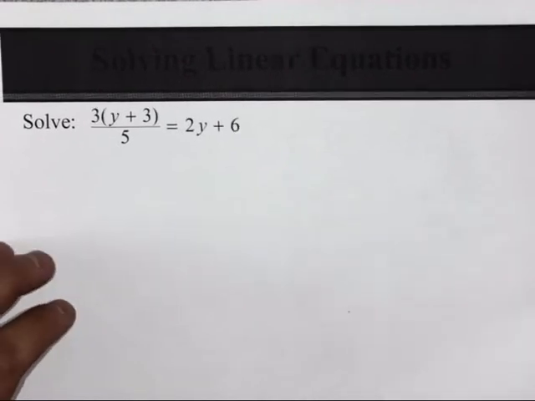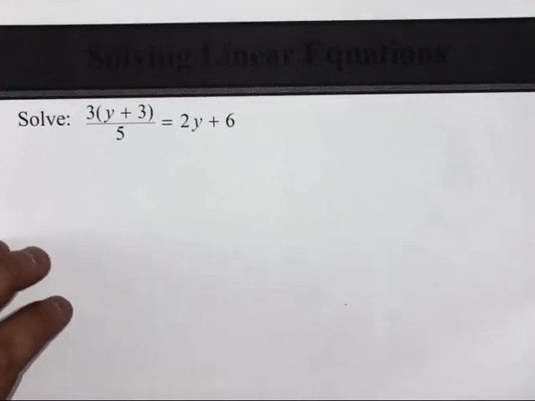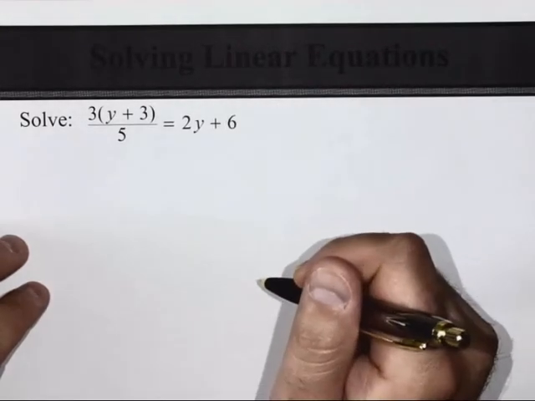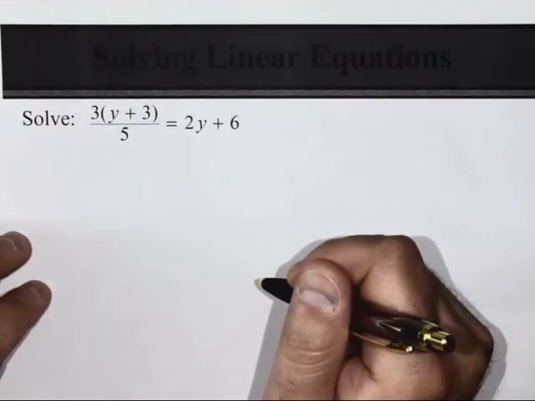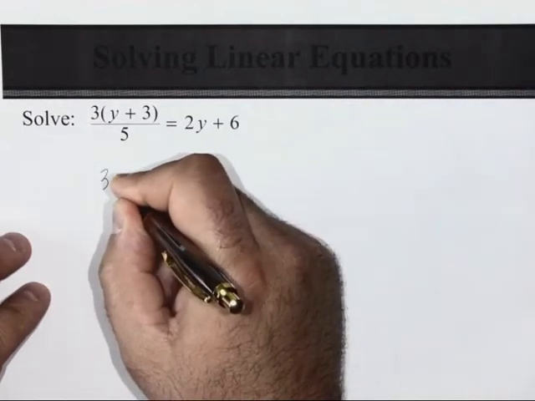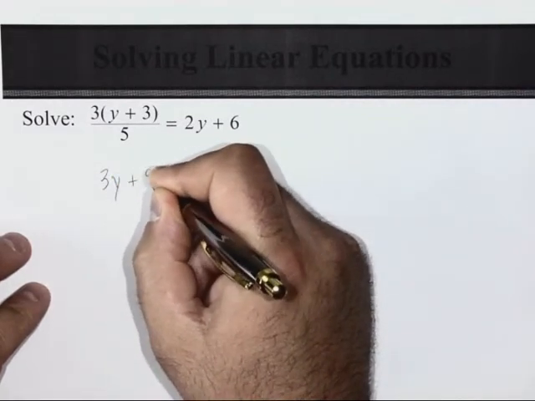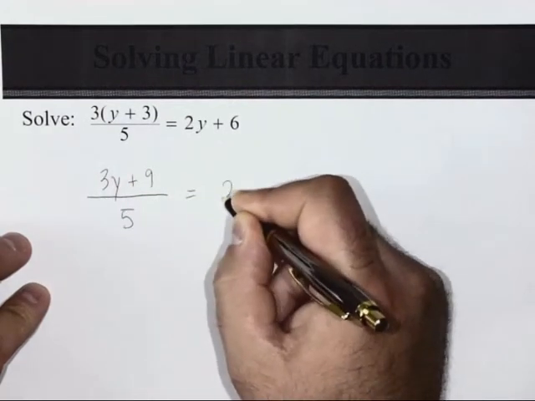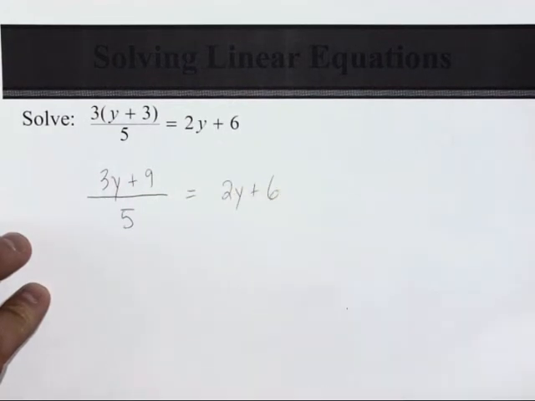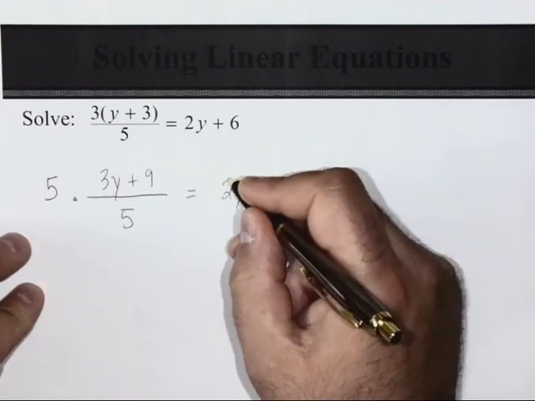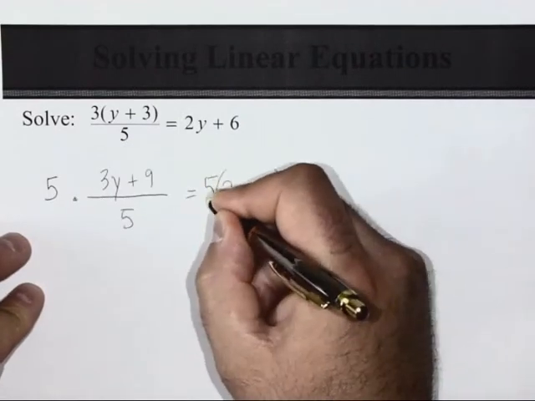So another solving. We do have fractions here. So what I would recommend doing here is to multiply both sides by 5. Well, you can distribute the 3 in the numerator if you want to go ahead and take care of that. Then I would times by 5, times this side also by 5, keeping the equation balanced.